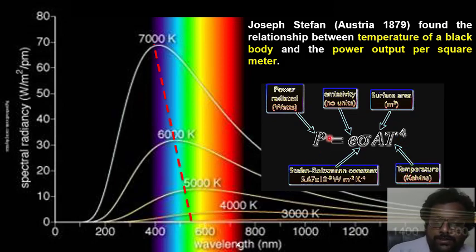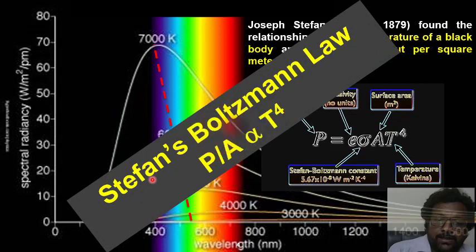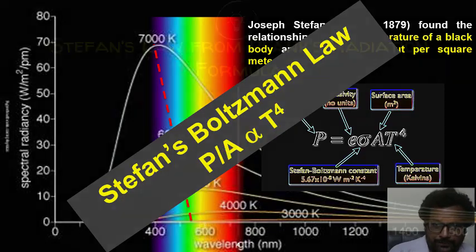From this relation, it is observed that the power radiated per unit area, meaning power per square meter, is directly proportional to T^4. How much power is radiated by the black body depends on its surface area as well as its temperature. So this is basically Stefan-Boltzmann's law: the power radiated per unit area, or per square meter, is directly proportional to T^4.